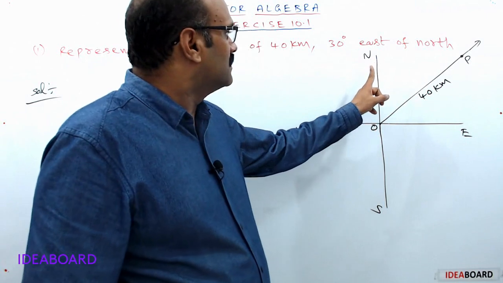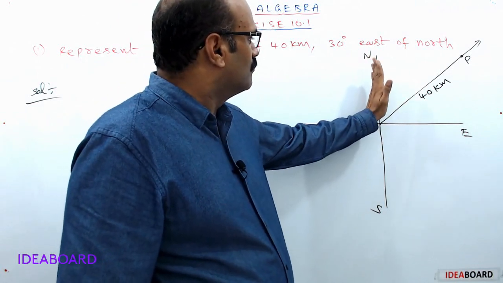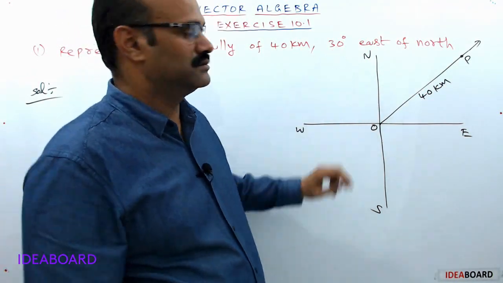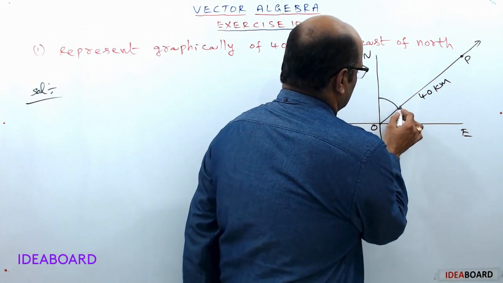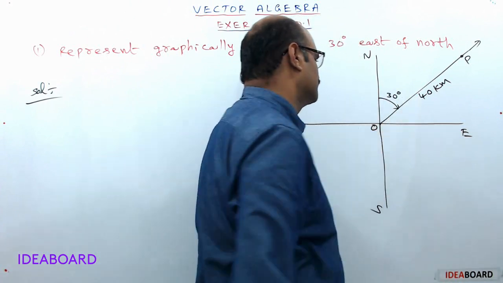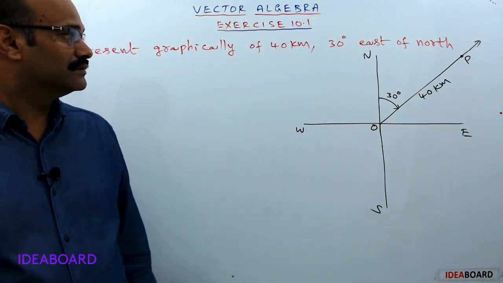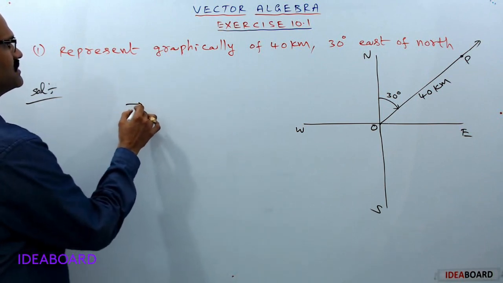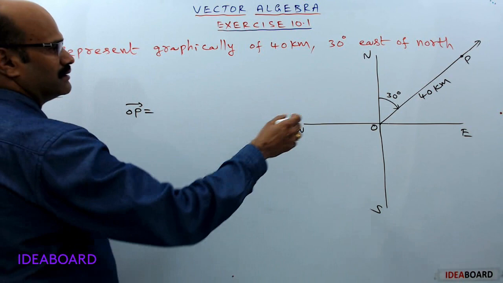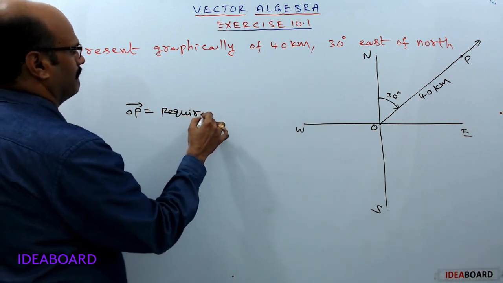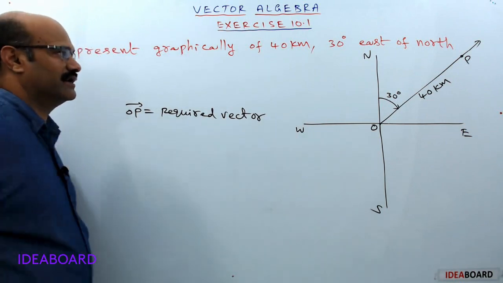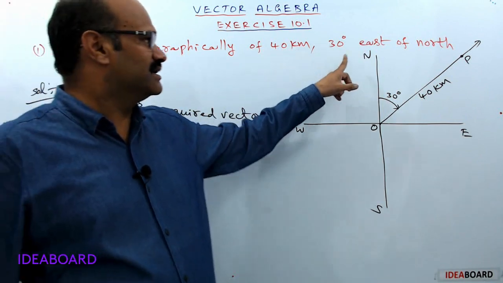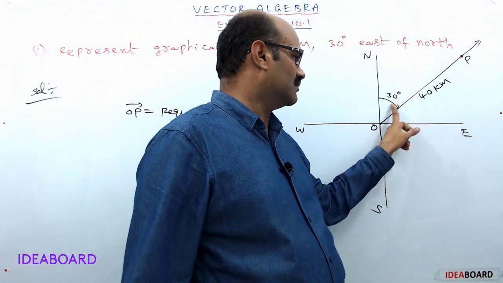It moves from here to here, 30 degrees. So this is the direction, 30 degrees. So here OP bar is the required vector. What is the required vector? Having a distance of 40 kilometer and the direction is 30 degrees east of north.